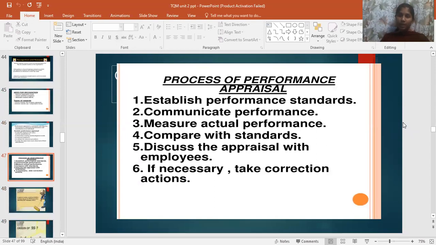Performance appraisal has a process of six steps. First, we have to establish performance standards and communicate them to the employees. Then we have to measure their actual performance. Then we have to compare their actual performance with the standard. Then we have to find the gap so that we can discuss the appraisal with the employees. If any corrections have to be carried out, we have to take the necessary steps.